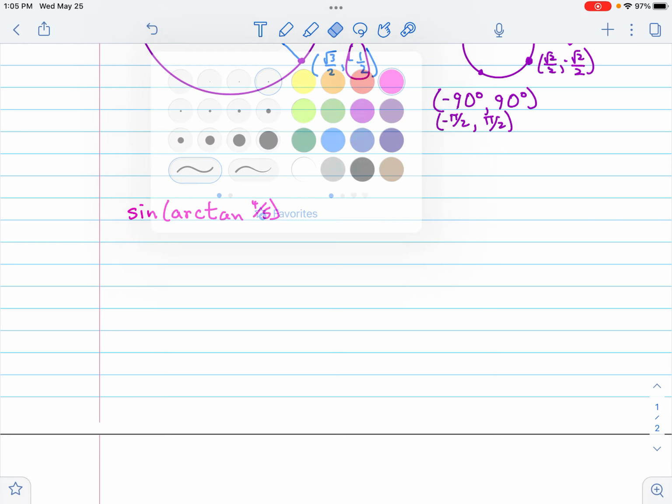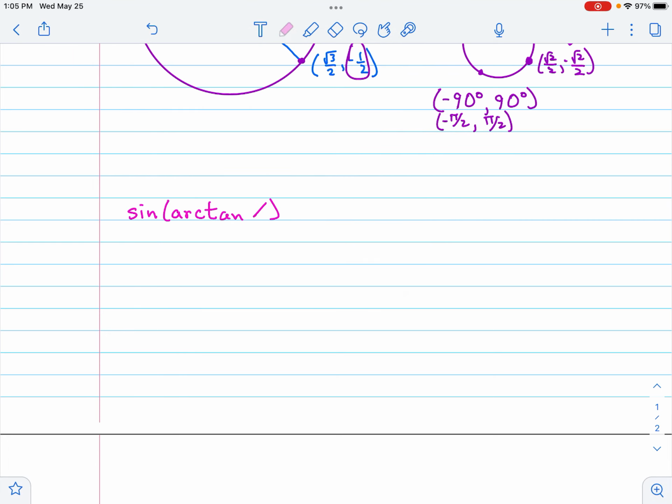Let me change this a little bit. Let me make this 3/4. We want the sine of the angle whose tangent is 3 over 4. That's what we want. So this arctan of 3/4 is just like theta. This is just like we're saying sine of theta. But we're given a little bit more information about theta. We're told theta is such that the tangent of theta, the opposite over adjacent, is 3/4.